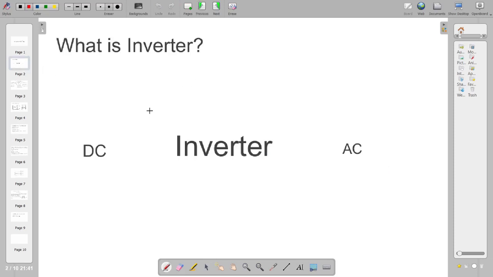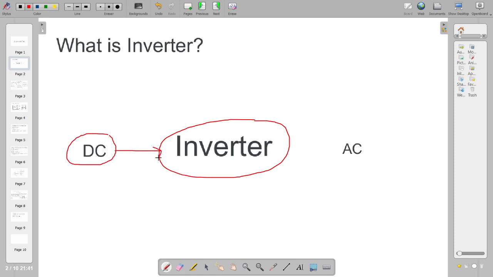So first of all, what is an inverter? An inverter is a power electronic circuit which converts DC power to AC power.